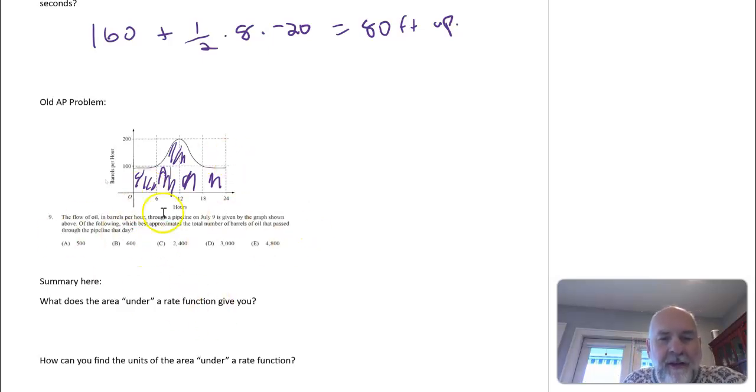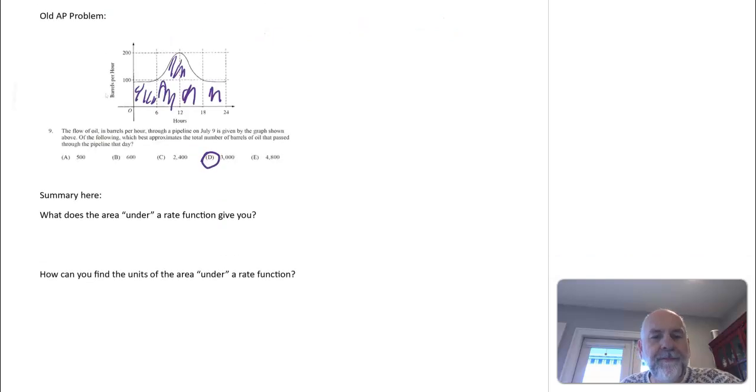In this case, you could answer this one. And so each one of these boxes is 6 times 1, so that's 600, 1200, 1800, 2400. And then I could do a 1/2 base times height, and it just asks for approximate. Looks like the answer is 3,000 barrels.